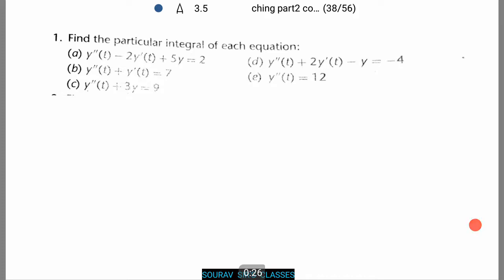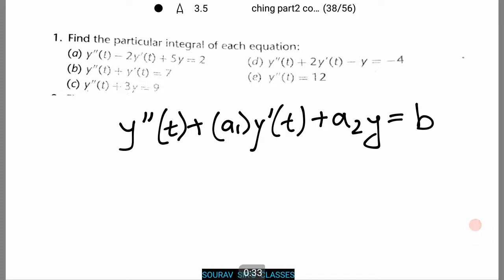Let us assume a second order linear differential equation with constant coefficient. This is a basic second order linear differential equation with constant coefficient and a constant term. In order to proceed, we will discuss a very simple process. Let y equals a constant.